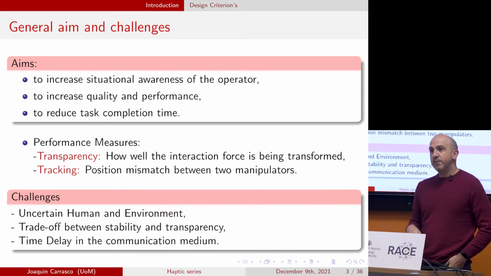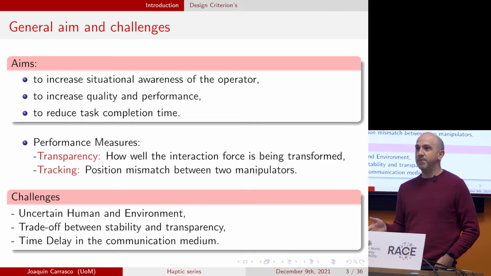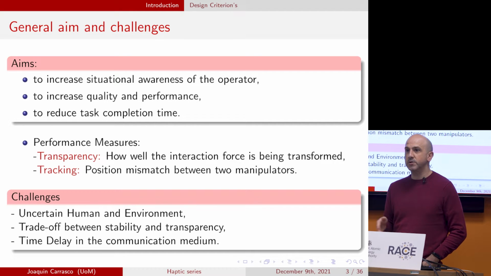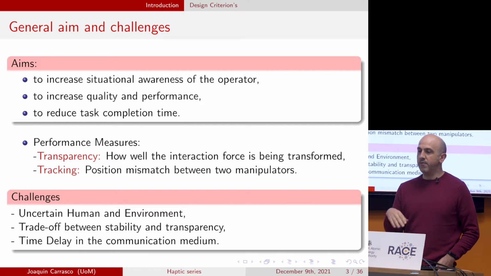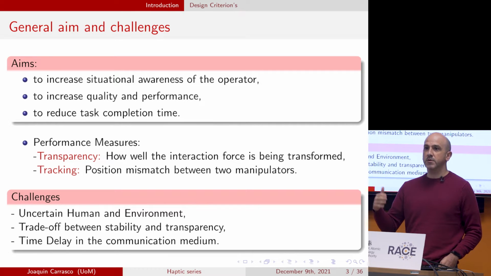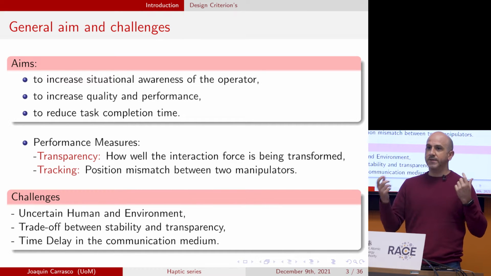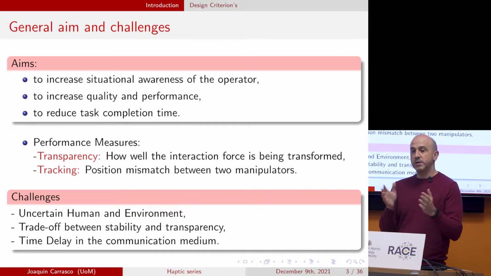The challenge is that it is very difficult to define a human mathematically. It is very difficult to define the environment, how the environment is going to react to the different contacts that we are going to have. Therefore, we always have this trade-off between stability and transparency, because if our controller is very good and is ensuring the stability, maybe it is going to introduce a new set of forces that are not coming from the environment, just virtual forces that the controller is producing in order to ensure that everything behaves properly.